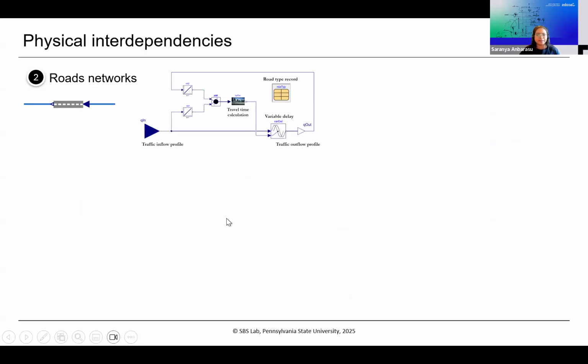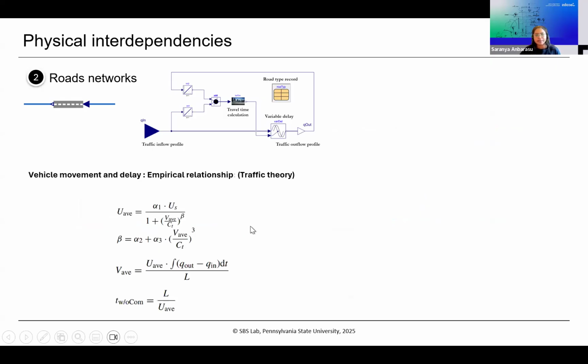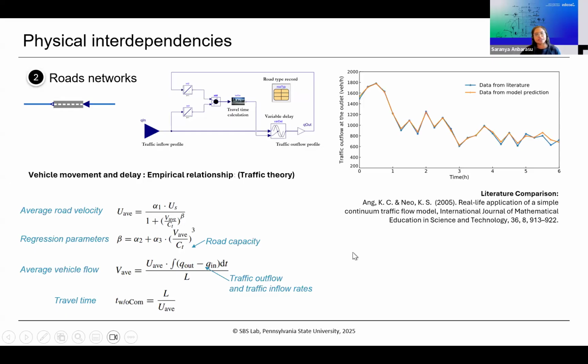The next direct physical connection is the roads. Here, what we did, we wanted to model the movement of people from one community block to another, and that will be supported by the roads. The roads are modeled not just as flow of traffic, but similar to how a pipe has a resistance, we also have vehicle travel delays, right? The road models use empirical relationships from literature that we traced. Based on the average vehicle velocities and flows, we can estimate the travel time on these roads. And similarly, this was also validated.